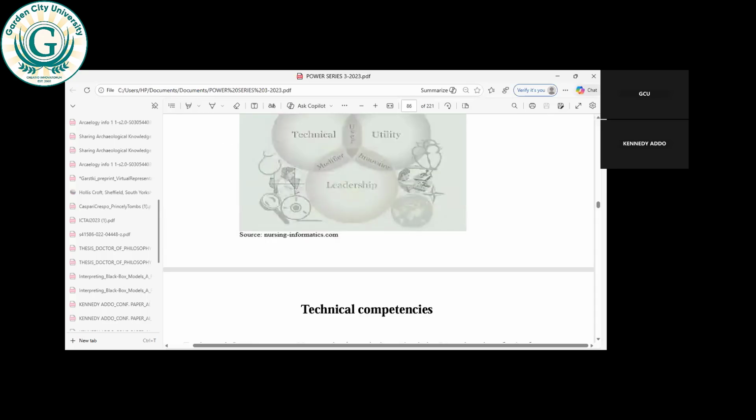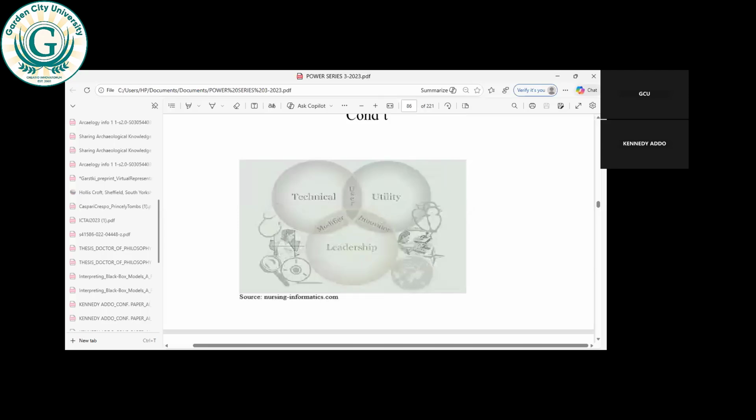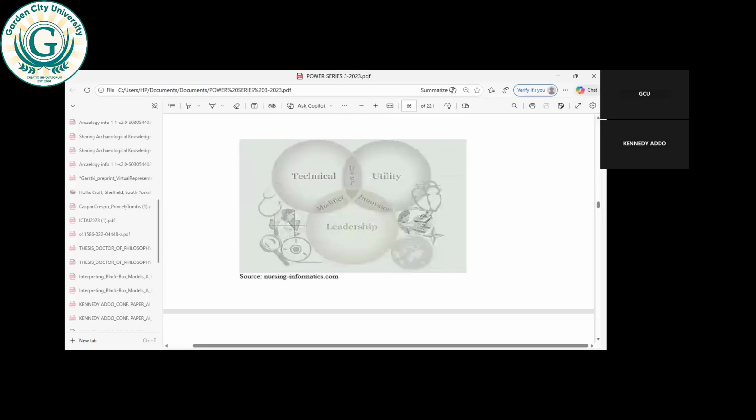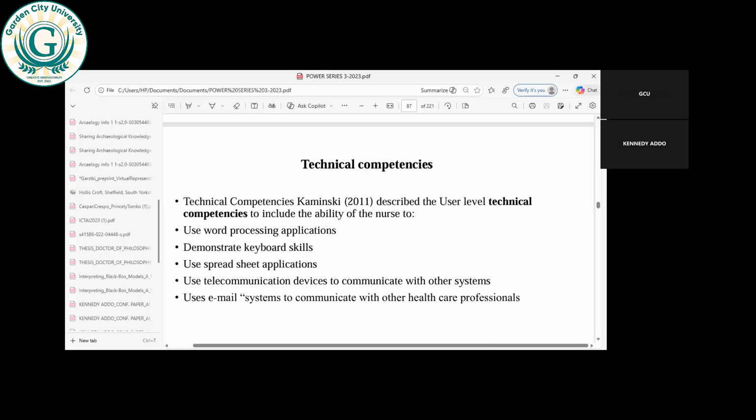Now you look at this Venn diagram. There is an intersection of what a beginner, modifier, and innovator are, shaped by technical, utility, and leadership competencies. So before I move to the beginner or entry level competency, let me pick somebody.